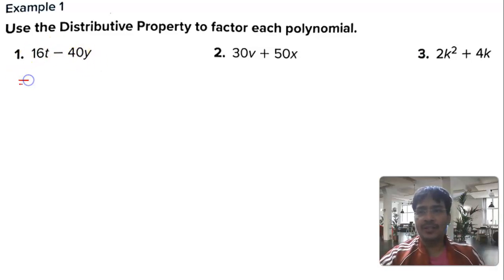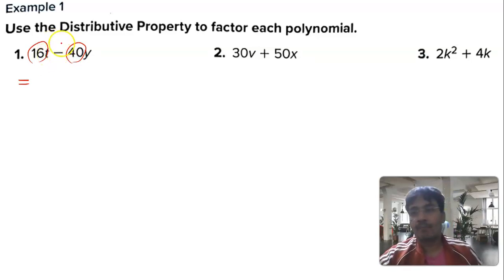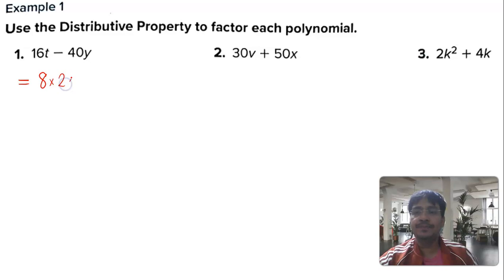So what we need to do is see 16 and 40. Which number has 16 and 40 both as its multiple? 2 is one number, 4 is another number. We have 8 also. 8 also has 16 and 40 as its multiples. So I think 8 is the biggest number. So let's write it as 8 times 2 times t, and 40, I can write as 8 times 5 times y.